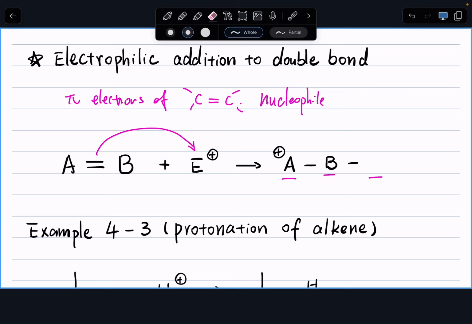Sorry, this should be E. So we are breaking this double bond, or reducing this double bond into a single bond and forming a new bond with the electrophile. Now, obviously, there is a selectivity issue. Do I want my positive charge to be on A or B? And that's why at the beginning of the class, we talked about stability of your carbocation.